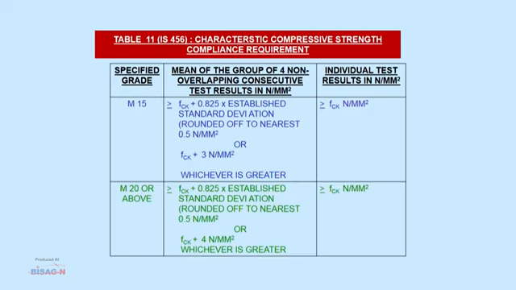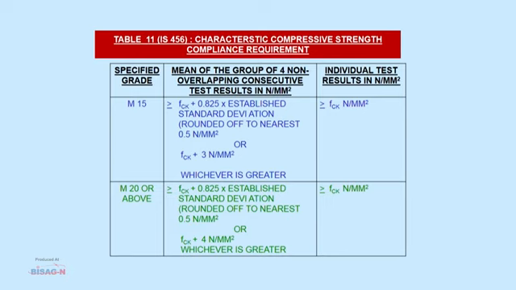After designing the mix calculations, in the field we have to ensure that we are getting the proper results. Table 11 of IS 456 provides characteristic compressive strength compliance requirements. It provides for M40 concrete that the mean strength of 4 non-overlapping consecutive test results should be more than characteristic strength plus 0.825 times the established standard deviation. The standard deviation is to be established from a minimum of 30 samples.